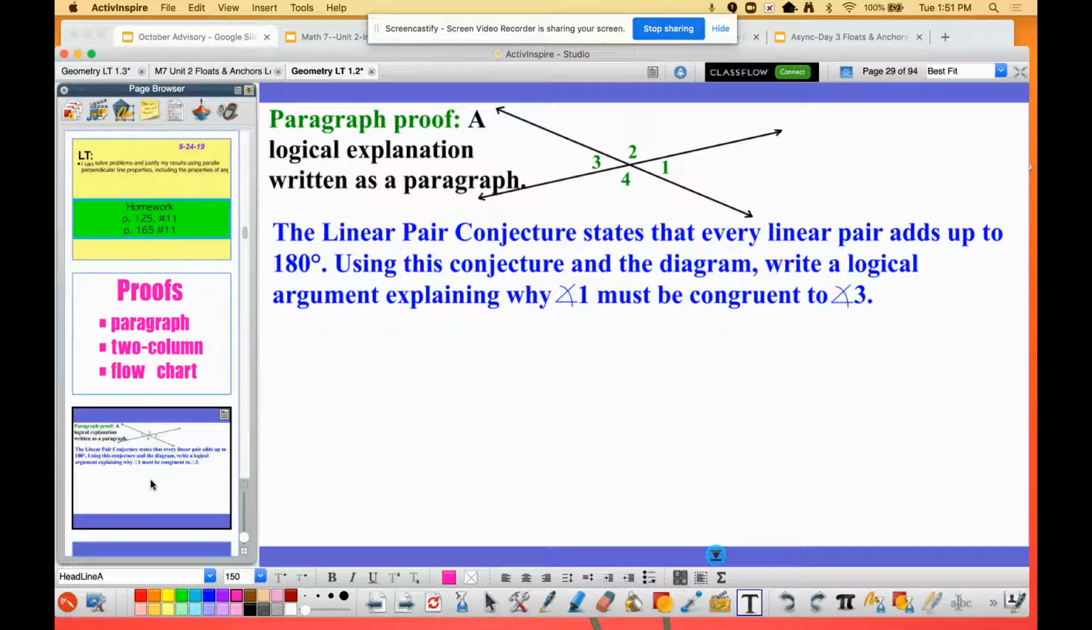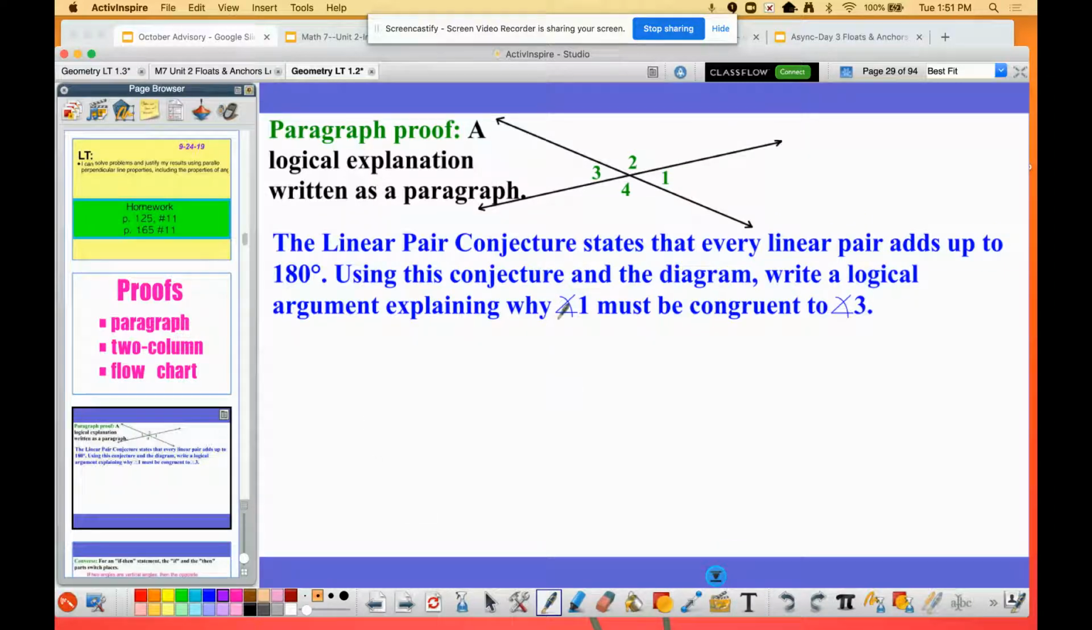And then we have a statement here that says the linear pair conjecture states that every linear pair adds up to 180 degrees. Using this conjecture and the diagram, write a logical argument explaining why angle 1 must be congruent to angle 3. So this part where it says explaining why, this is the part that we prove. Usually in a proof, it'll say prove, and then it'll give you that statement, angle 1 is congruent to angle 3. This is our end result. That's where we want to go.